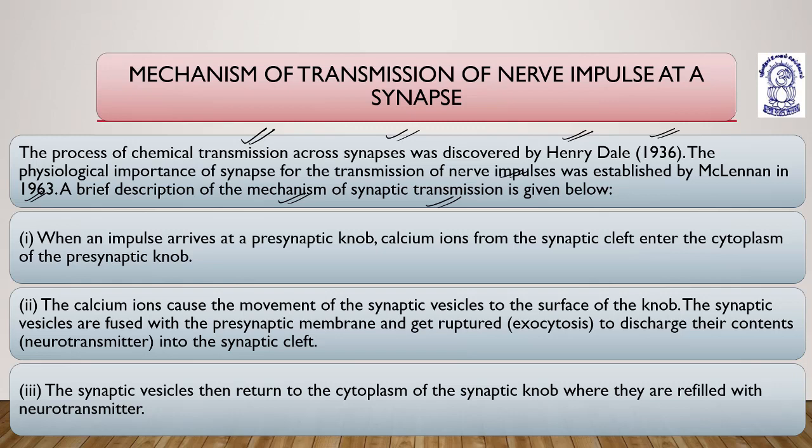When an impulse arrives at a presynaptic knob, calcium ions from the synaptic cleft enter the cytoplasm of the presynaptic knob. Very important: when the impulse reaches the presynaptic knob, the calcium ions move from the synaptic cleft and enter its cytoplasm. The synaptic cleft is around 10 to 20 nanometers.